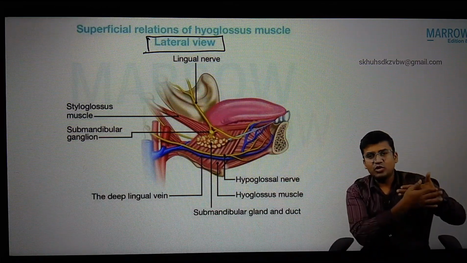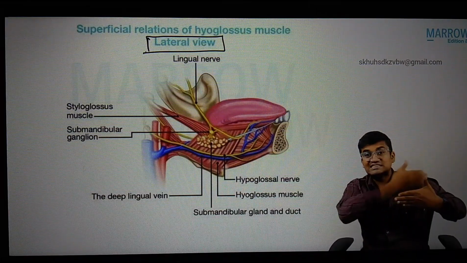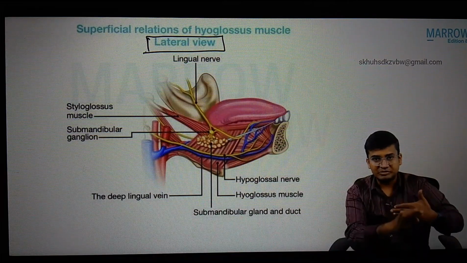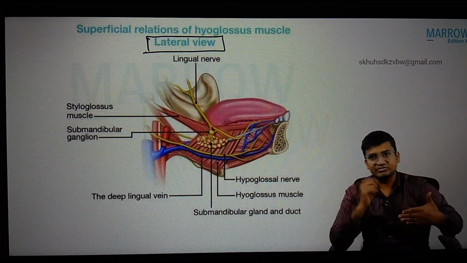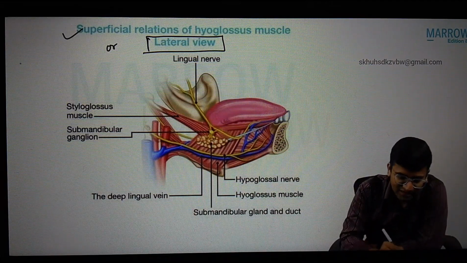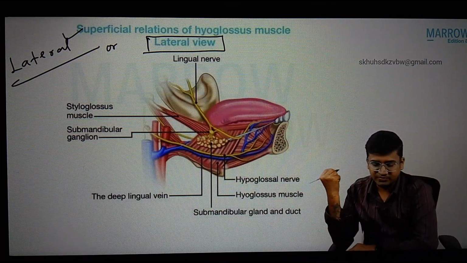Now the surface we are seeing is the lateral surface, and we also have this surface, the medial surface. The lateral surface is also known as the superficial surface. This medial surface is also known as the deep surface. So, the superficial or lateral relation of the hypoglossus muscle.